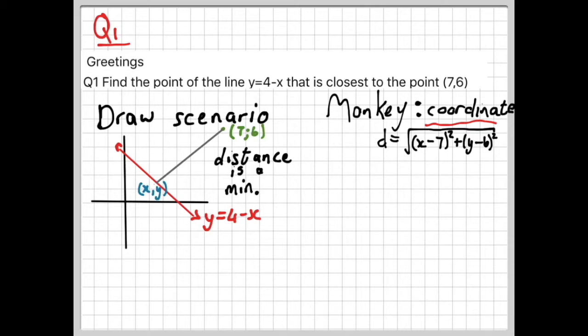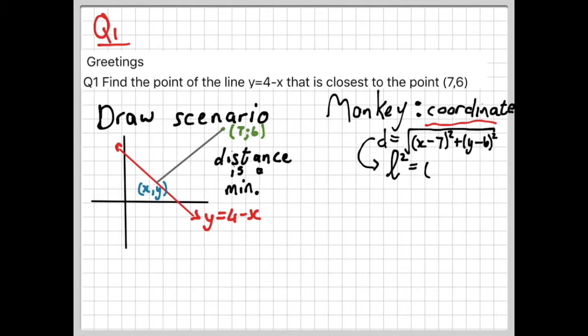So for all of you out there, I'm bringing in my distance formula. So I'm saying square root of (x minus 7) squared plus (y minus 6) squared. Now, to avoid that we get confused between d for distance and d for derivatives, I'm rather going to call this L. So in other words, L.